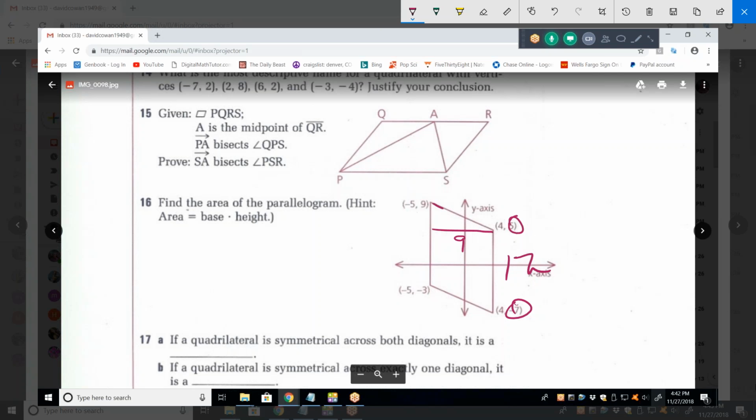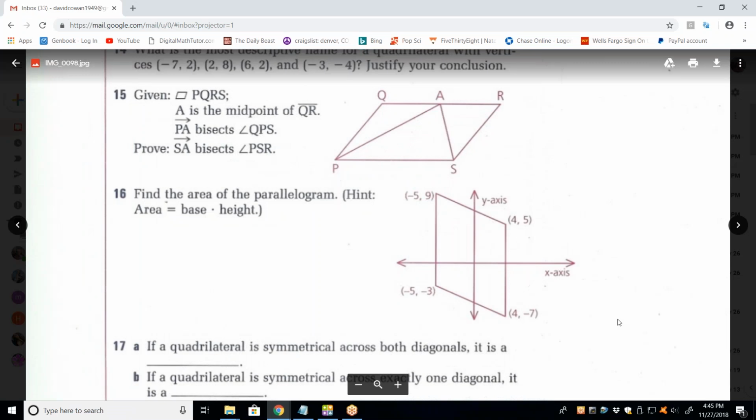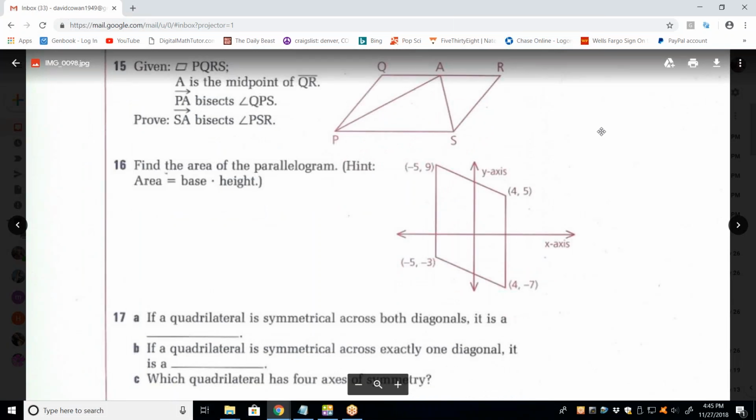This distance right here is greater than 9, obviously, but that's not the vertical height either. That's the slant height. And you always want to use the vertical height. Okay. And 17 next? Yes. Okay.